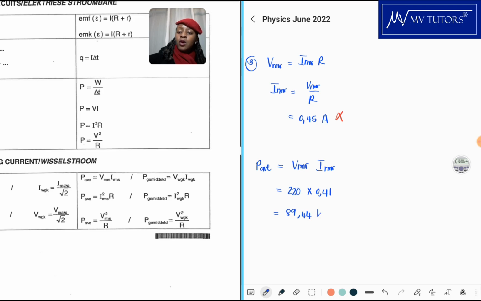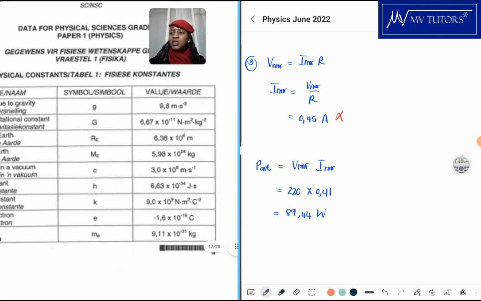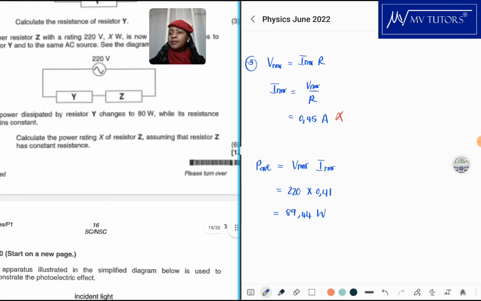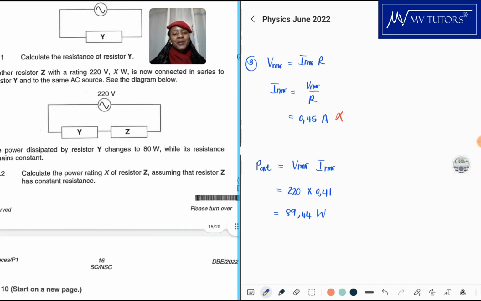So we have 89.44 watts. And from there you can take your P average if you're really interested in knowing what the resistance is. You can use the equations to get the resistance, because you have V RMS, you have P average, you can get R. Okay, and I think that's it for question 9. Let's just make sure. Yeah, calculate the power rating X. Yeah, we're basically done. Thank you for tuning in. See you at question 10.